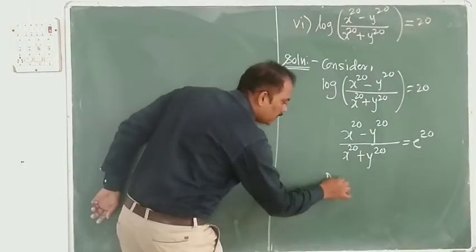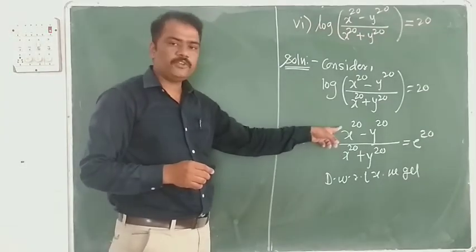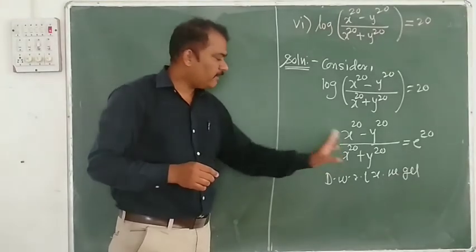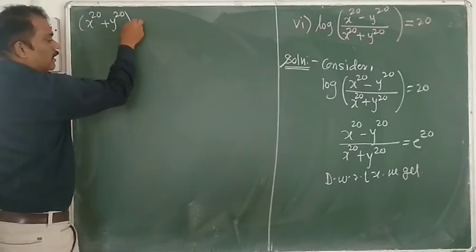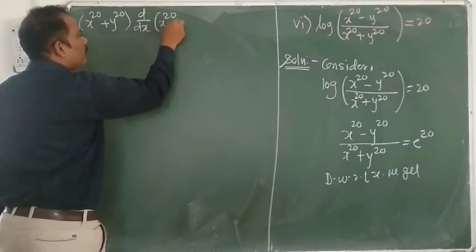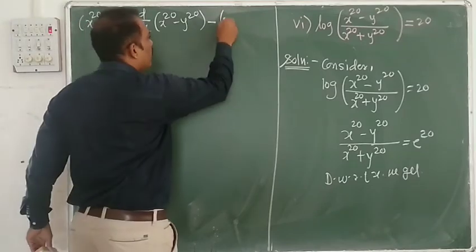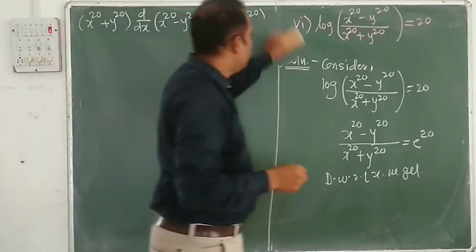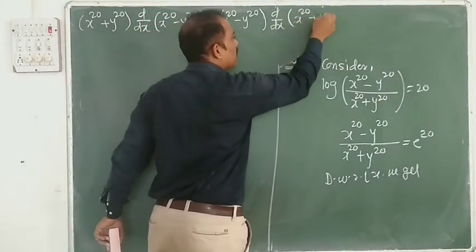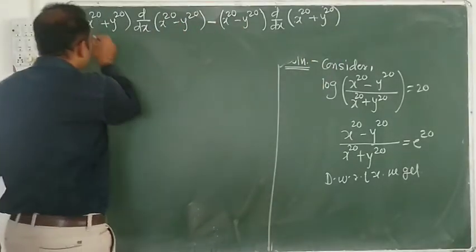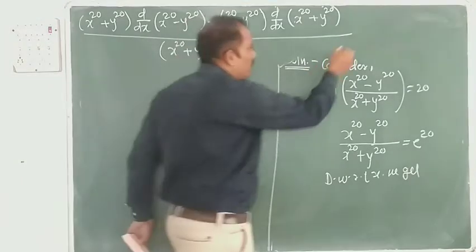Now we have to differentiate this with respect to x. Again we have to use the quotient rule on the LHS: denominator into derivative of numerator minus numerator into derivative of the denominator, divided by denominator squared. So we can write (x raised to 20 plus y raised to 20) into d/dx of (x raised to 20 minus y raised to 20), minus numerator (x raised to 20 minus y raised to 20) into d/dx of the denominator (x raised to 20 plus y raised to 20), divided by (x raised to 20 plus y raised to 20) squared, is equal to 0.